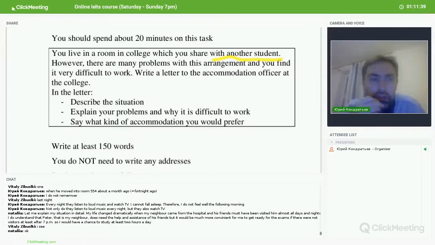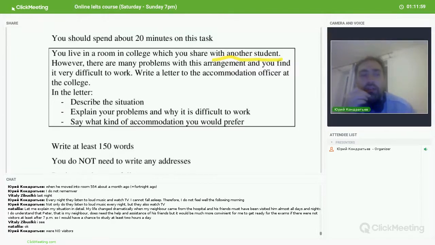I do understand that Peter, that is my neighbor, does need the help and assistance of his friends, but it would be much more convenient for me to get ready for the exams if there were not visitors, at least after 7 p.m. Were no visitors, if there were no visitors. Like this. Or if there weren't any visitors. So I would have a chance to study at least 2 hours a day. Okay, very good, very good. There are some very good examples of grammar.